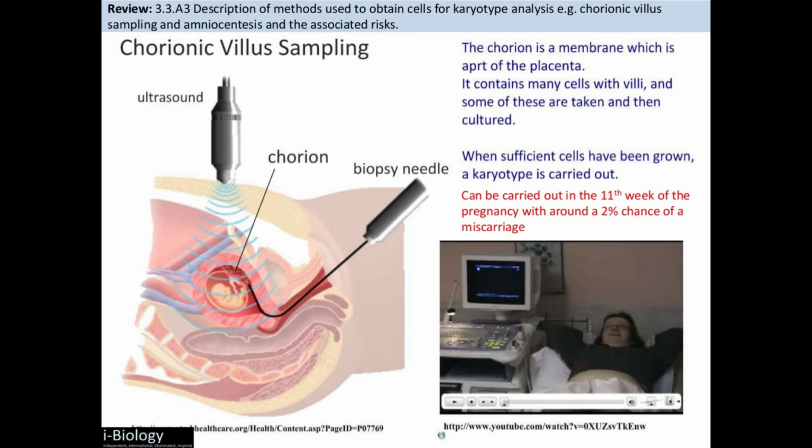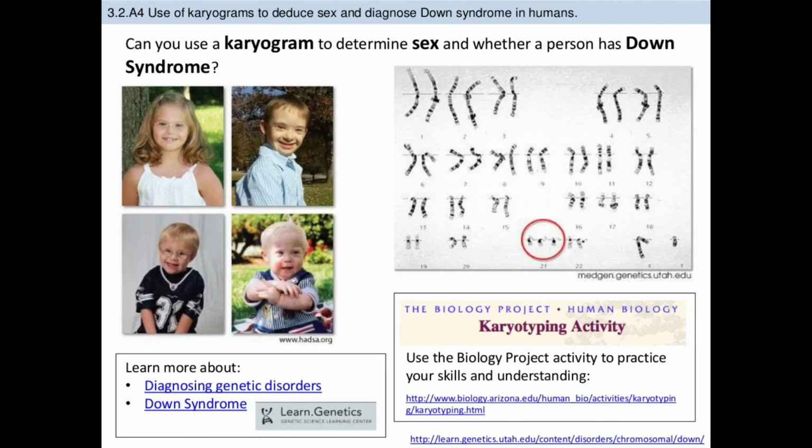Chorionic villus sampling is when a biopsy needle is inserted into the vagina to collect cells from the placenta. These cells contain genetic information from the fetus, which allow for a karyogram to be produced. Once the karyogram has been produced, you can look at the karyogram and at the 21st pair. If there are 3 chromosomes in that area, then the child has Down syndrome.